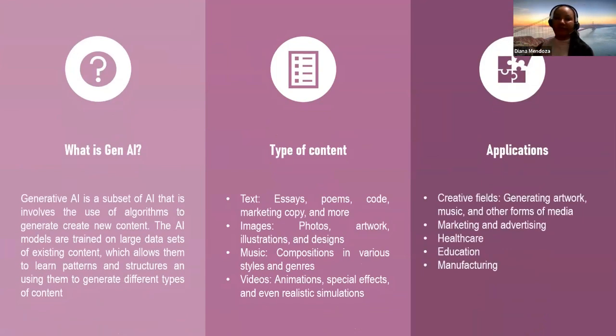Generative AI, as I said before, is a subset of artificial intelligence, and it involves using algorithms to generate or create new content. That is what is specific to generative AI. The models are trained with existing content data, and they learn the patterns and the structure of that data, and then can generate different kinds of content. I'm going to highlight some terms so that after this session you can talk like experts about generative AI.